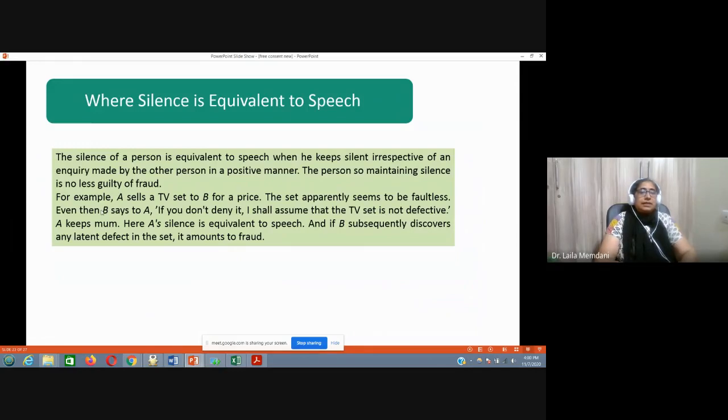And the example I have is A is selling a TV set to B for a price, and B says that if you do not deny it, I shall assume that the TV is not defective. A keeps mum, and here A's silence is equivalent to speech.